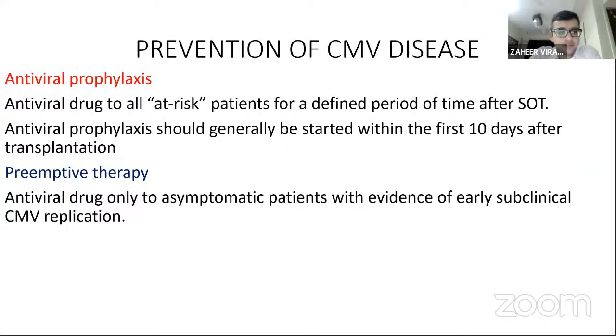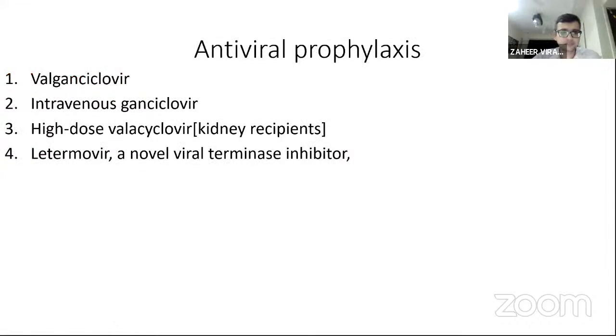On the other hand, in preemptive therapy, the antiviral drug is only given to asymptomatic patients if needed, and you have to keep repeating a CMV DNA PCR every week in these patients to monitor their viral kinetics. If the CMV DNA PCR shows a viral load above a threshold, then one would start treatment.